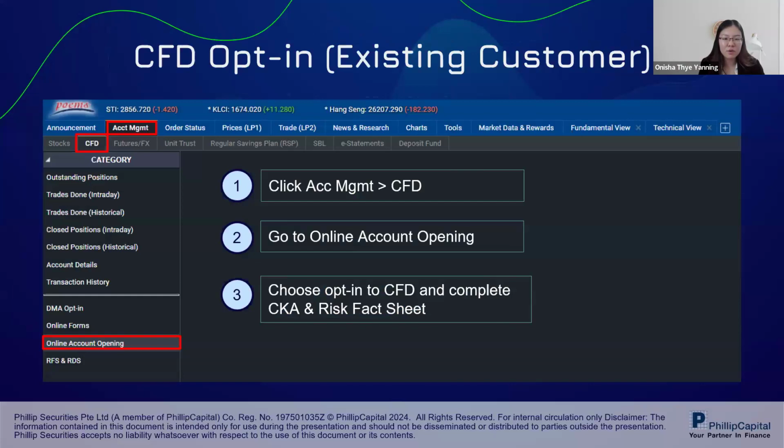For existing customers, you can opt in through your Poems account. You just log in, go to account management, then CFD, then online account opening. Choose to opt in to CFD and complete the CKA and risk fact sheet, because to trade CFD you need a certain level of knowledge and risk awareness.